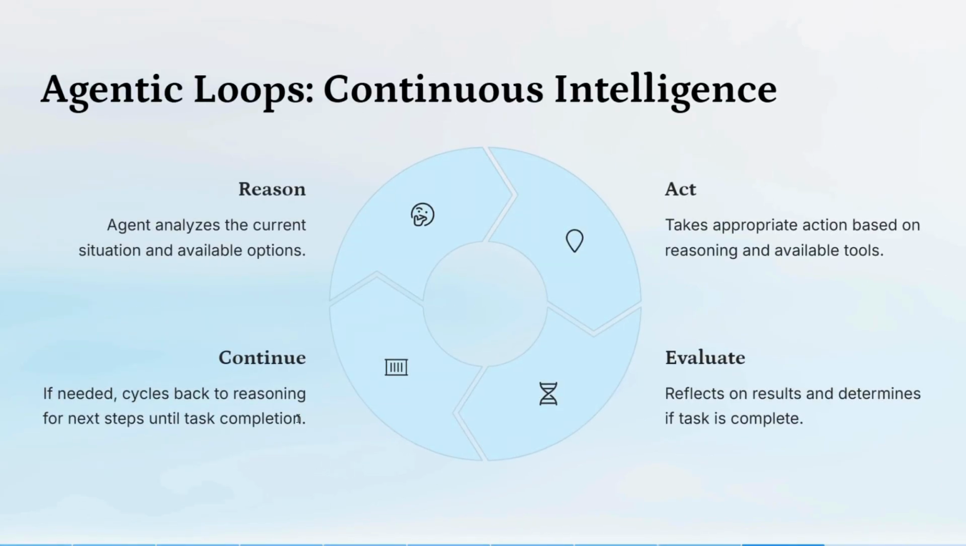Now come to the agentic loop. This is an example of continuous intelligence. First comes reason: the agent analyzes the current situation and available options. Then act: take appropriate action based on the reasoning and available tools. Then evaluate: reflect on the result and determine if the task is complete or not. If needed, cycle back to reasoning for the next step until the task is completed. Like in ChatGPT, when we give a command, it asks some questions, we provide the input, and this cycle goes on again and again. This is the agentic loop, an example of continuous intelligence, showing how Agentforce agents improve their own intelligence.